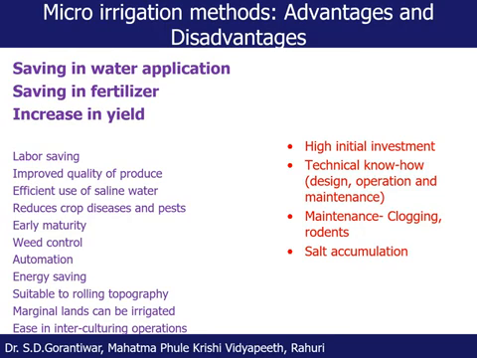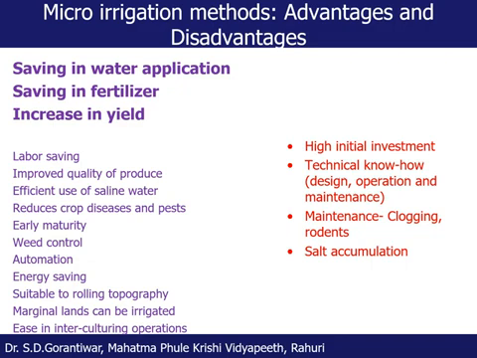Then weed control, as I already told while describing the reduction in crop disease and pest. As we can apply water exactly into the root zone of the crop, the portion which needs to be dry, that is between the two plant rows, stays dry, and there is no application of water in that portion, and therefore weeds will not grow actually.